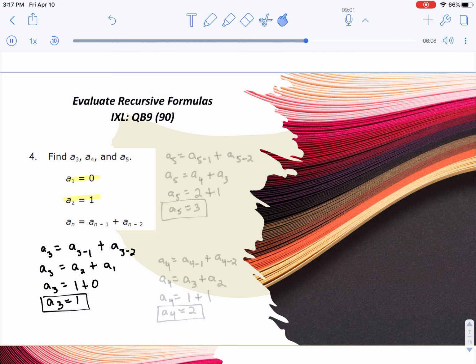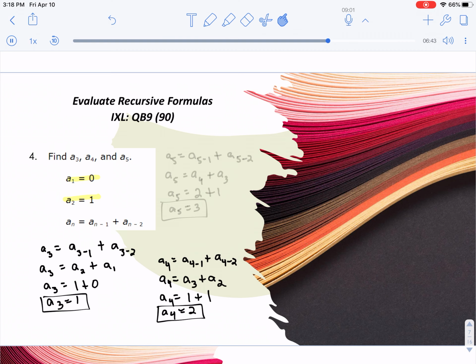All right, now we're supposed to find a sub 4. So a sub 4 is a sub 4 minus 1 plus a sub 4 minus 2. That gives us a sub 4 is equal to a sub 3 plus a sub 2. Now go back and pick those up. A sub 3, we just found that, that's 1. So a sub 4 is 1 plus a sub 2, they gave us that, that's 1. So a sub 4 is 1 plus 1, which is 2. There's our a sub 4.